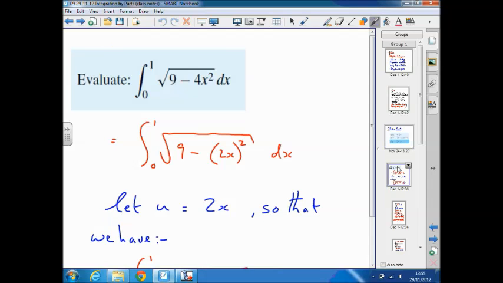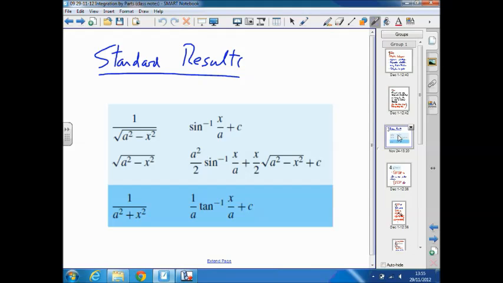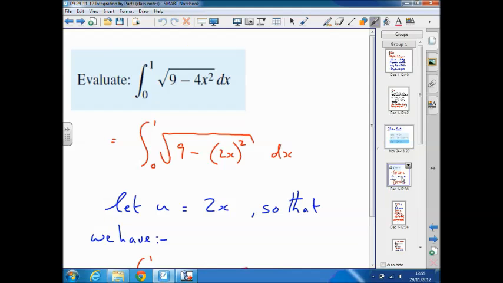Here's an example of one where we want to use a standard result. And the standard result we're going to try and use is this first one we had here. Sorry, the second one, this one. So x, what's x? Well, if we look at this, in fact, it's not x squared, it's 4x squared.